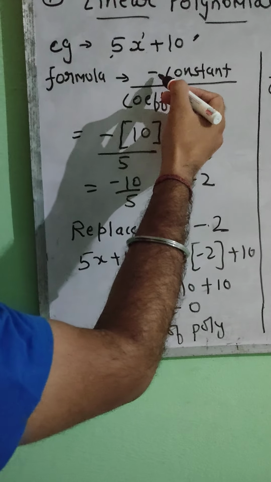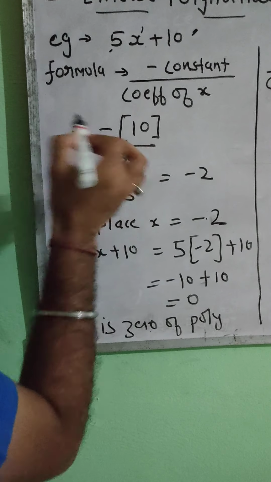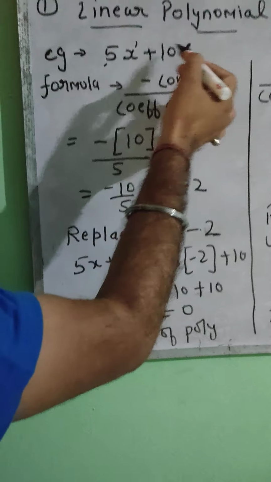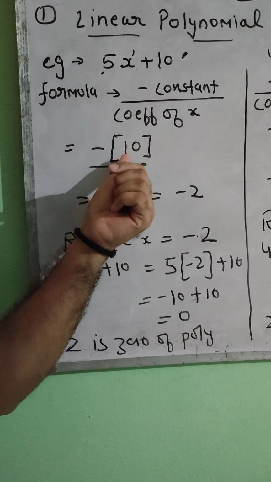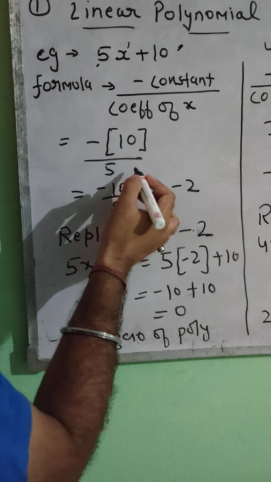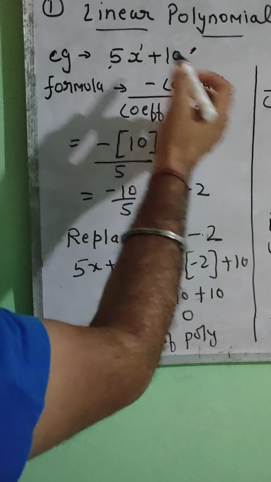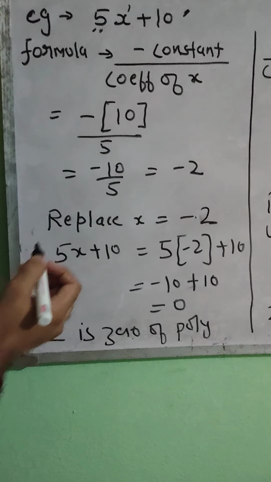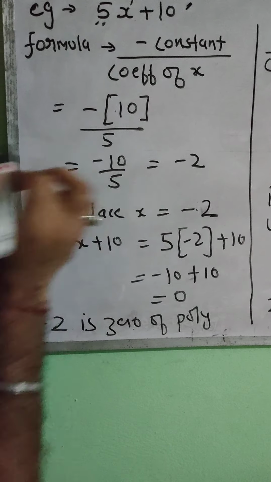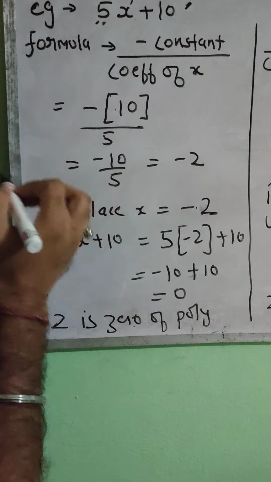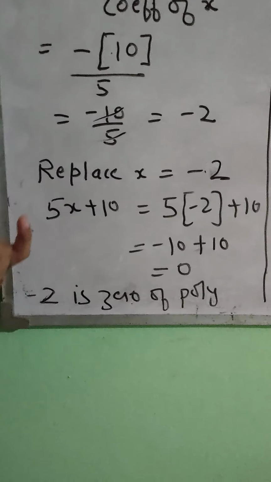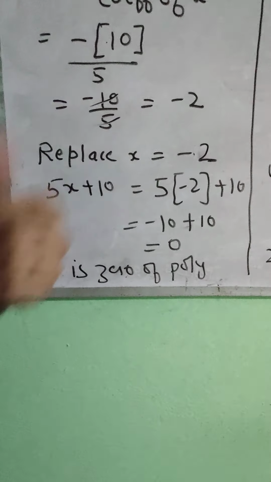Minus, because there is a minus sign in the formula, so we need to put minus sign here. Then the constant term is plus 10, so 10 will come in the bracket. Here it is plus 10, so no need to write plus inside, it is obvious. Upon, in the denominator, the coefficient of x. So what is the coefficient of x here? That is 5. We know minus plus will become minus 10. So minus 10 upon 5. When we cancel out, it will become minus 2. So here we found the value of x is minus 2.